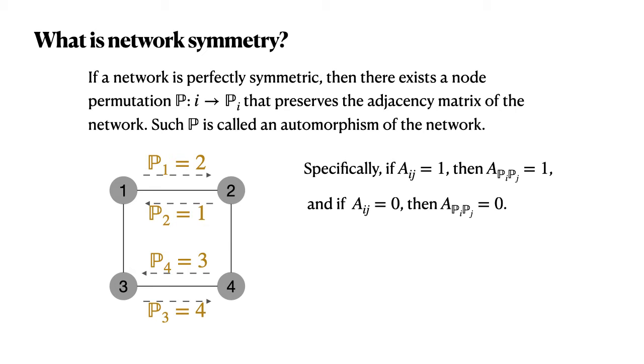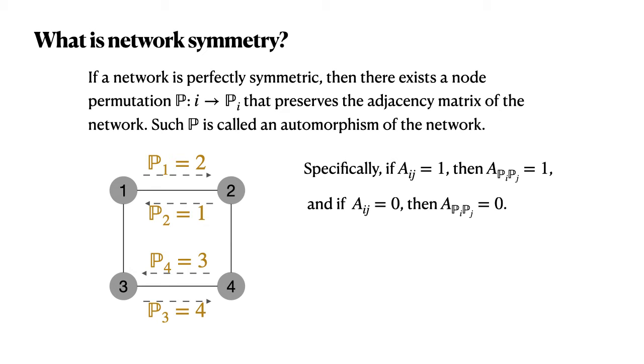Formally speaking, if a network is perfectly symmetric, then there exists a node permutation P which permutes node i to P_i that preserves the adjacency matrix of the network. Such a node permutation P is called an automorphism of the network. For example, in this example network here, there exists such a node permutation which permutes node 1 to 2, node 2 to 1, 3 to 4, and 4 to 3. And after the node permutation, the network stays exactly the same.